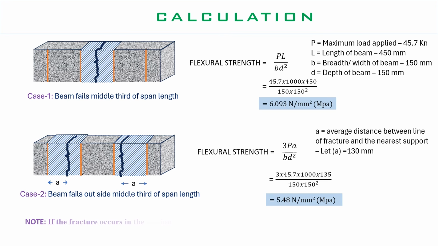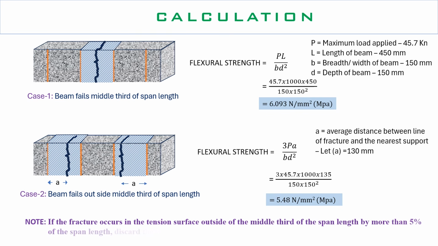If the fracture occurs in the tension surface outside of the middle third of the span length by more than 5% of the span length, discard the result of the test. So the value of A will not be less than 127.5 mm.